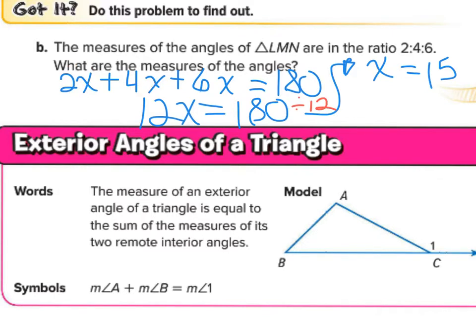So that's true. Okay? So that's what we want to do. We want to say that this ratio right there goes 30, 60, and 90. And there we have it. Those are our three angles.